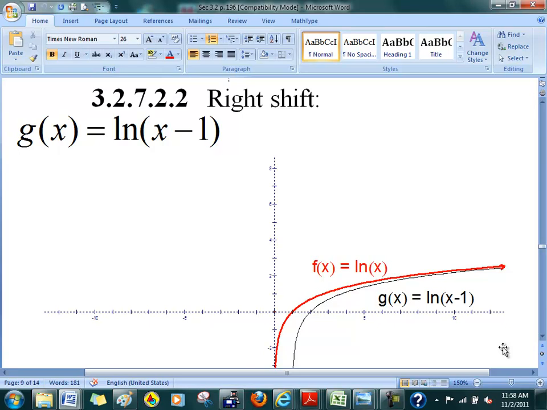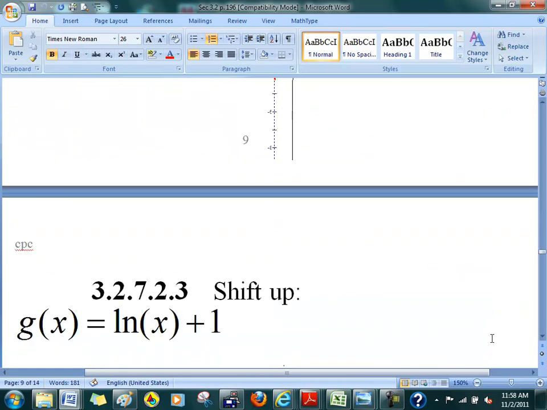Okay, you guys got right shift down? You guys all right on this? Yes. Shift up.